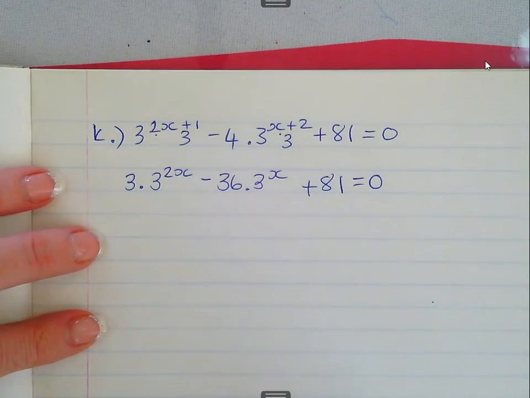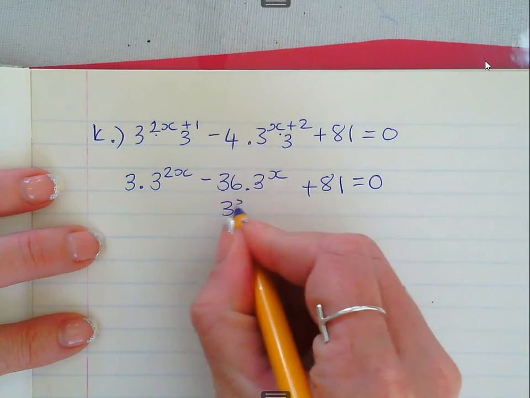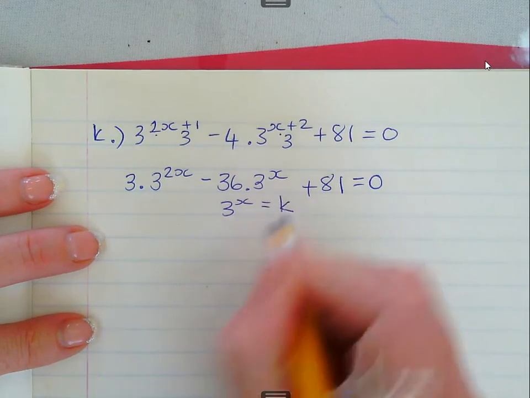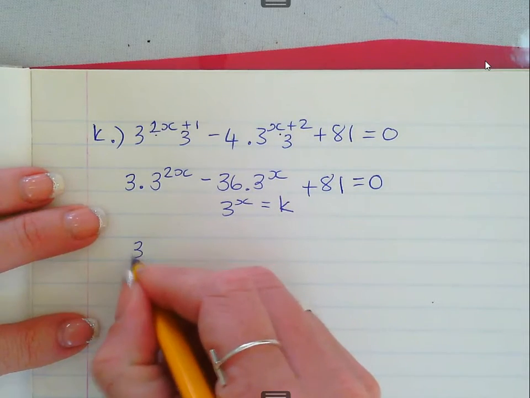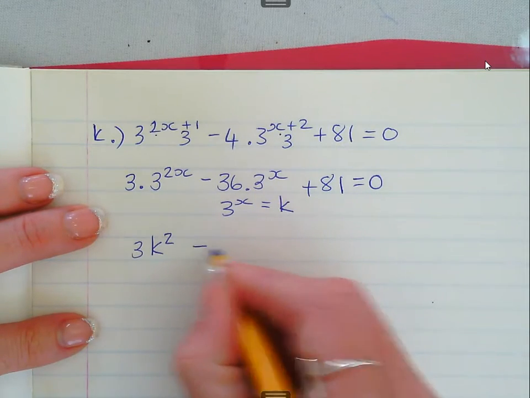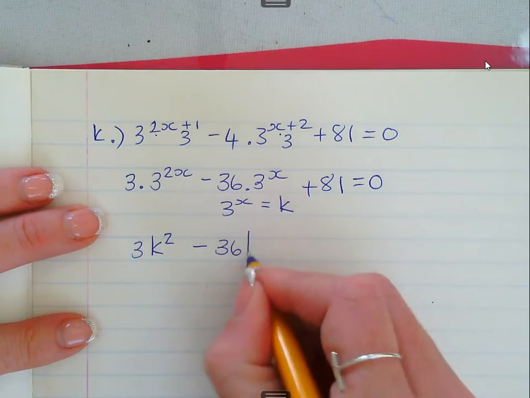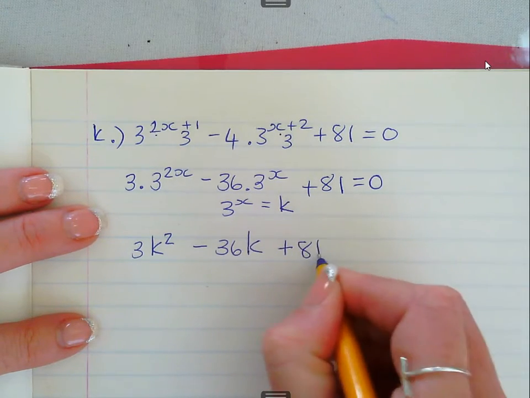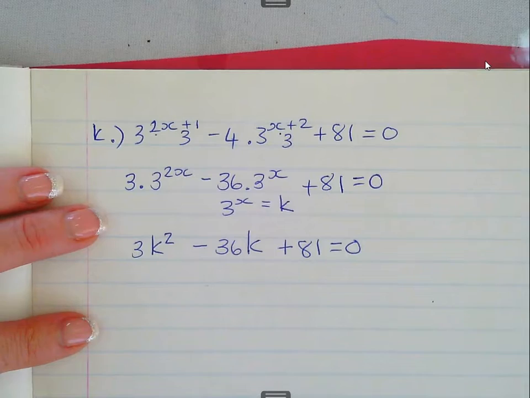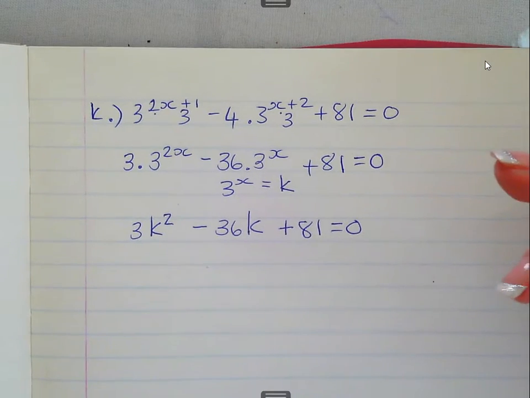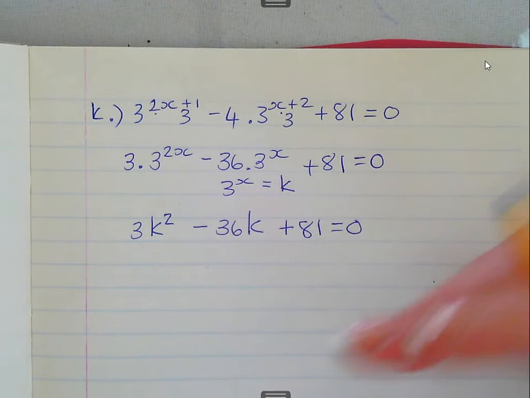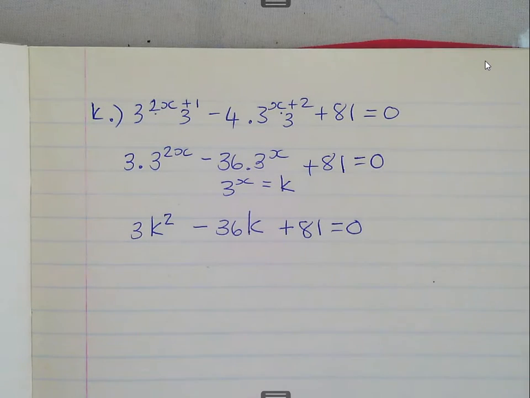Now, just for a change, I'm going to use the k method here. So I say 3 to the power of x is equal to k. Always take the middle one equal to k. Then it's going to be 3k squared minus 36k plus 81 equal to 0. Now, if there were some of you that struggled with this one, when it's in the k method, can you maybe see what I can do before I even factorize? Can you see there's something?